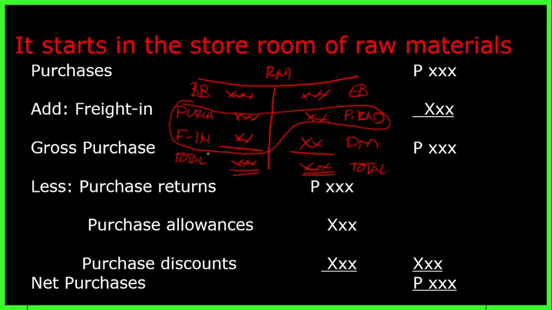So, another way to show this is, if you have here your T accounts of raw materials, you have the beginning balance, and then you have here your ending balance. Pasensya na sa sulat, no? Kunyari maganda yung sulat ko. Add your net purchase.